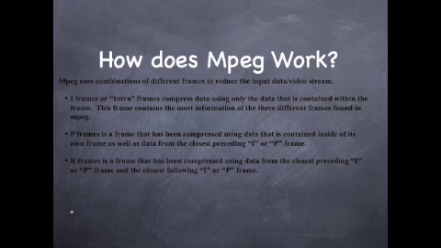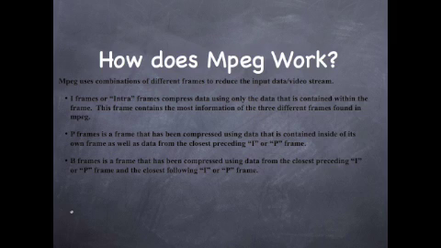Okay, so how do the guys at MPEG work their magic? Well, the MPEG guys use different frames to reduce the input data video stream. First, I-frames, or intraframes, compress data using only the data that is contained within its actual frame. This frame contains the most information of the three different frames that make up the MPEG group.